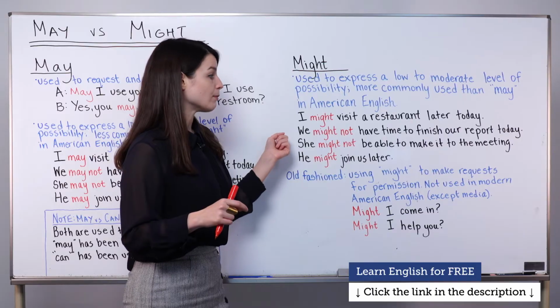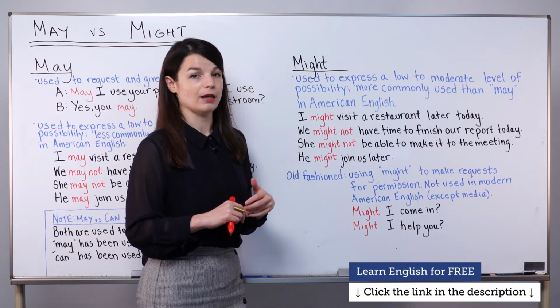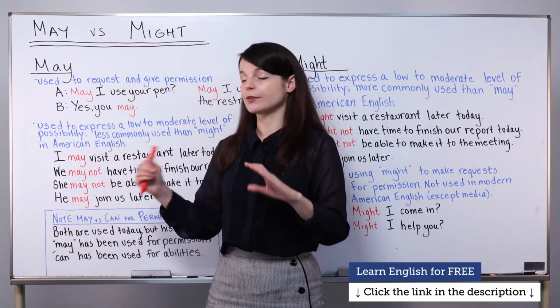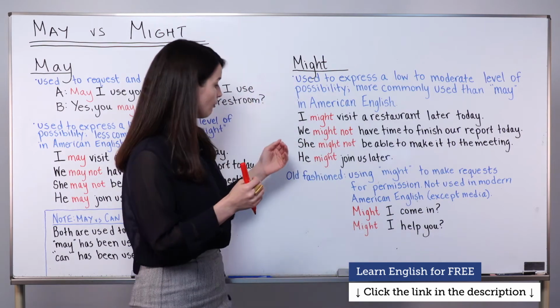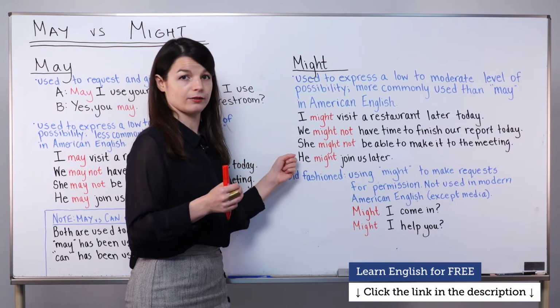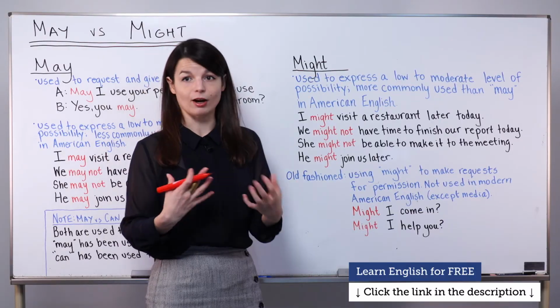Another negative: she might not be able to make it to the meeting. She might not be able to make it to the meeting. So again, this doesn't sound so formal. She may not sounds a little more polite. Finally, he might join us later. He might join us later, a positive expression. So again, it sounds friendly, it sounds like an everyday conversation.